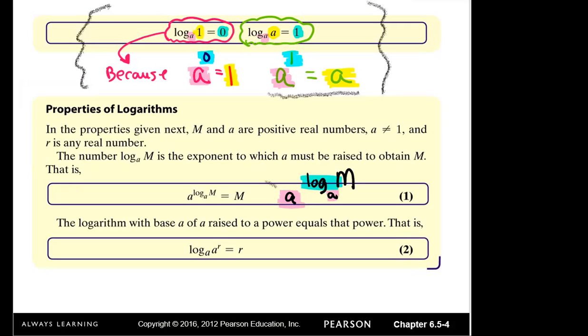It's as if they cancel each other out and you're just left with the M, which is what they're saying right there. So if I had like 3 raised to the log base 3 of a 7, my answer would just be 7. It's like the 3 and the log base 3 cancel each other out.